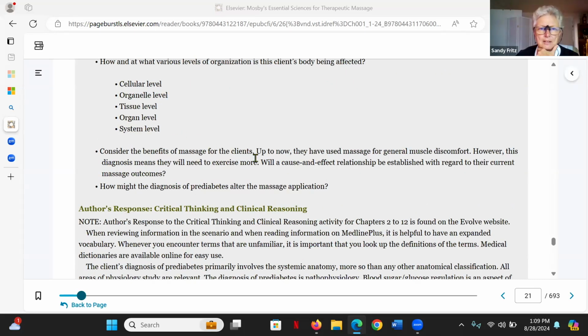Consider the benefits of massage to the client up to now. How is cause and effect relationship involved? And how much you adapt. Now, this is the massage application if somebody's got prediabetes. You're right in the very beginning of your massage education. So these are really going to be possibilities, educated guesses, that sort of thing. But the intention is for you to start the process of critical thinking and clinical reasoning.